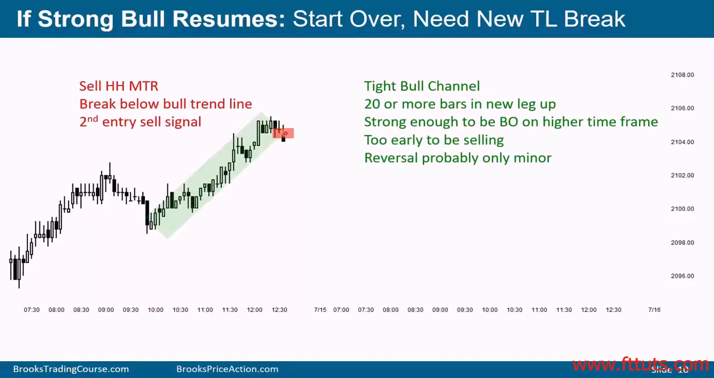Twenty bars in a very tight bull channel. I would call this a resumption of the bull trend. I would view this as a new bull trend, and therefore I would need another sign of strength by the bears, a resumption of the bull trend, and a failure around the prior high. This reversal is more likely minor, and it probably will become a bull flag, and the bull trend will probably resume.